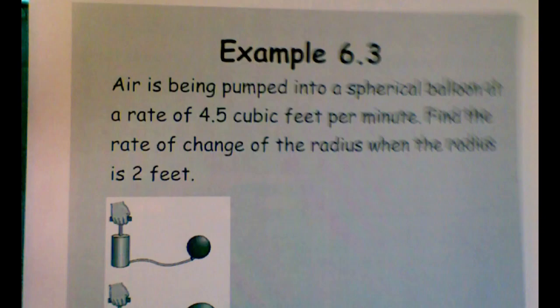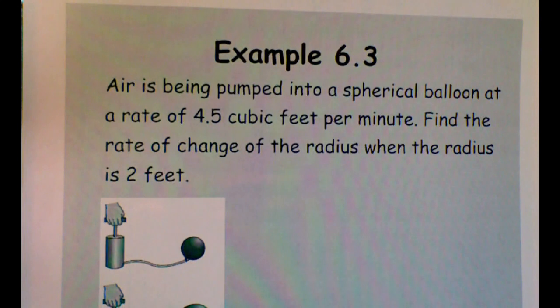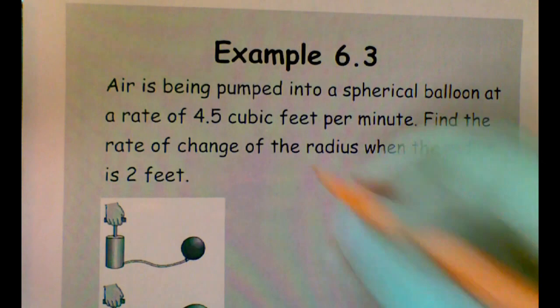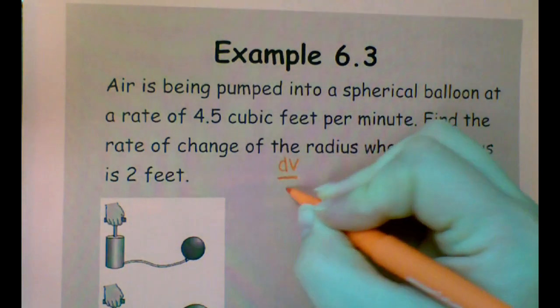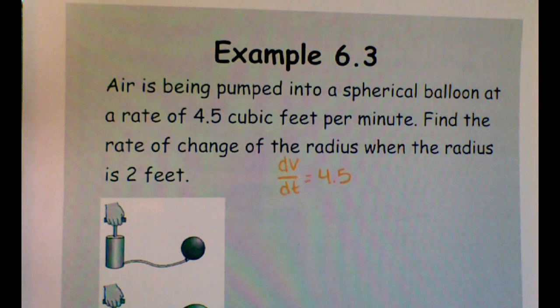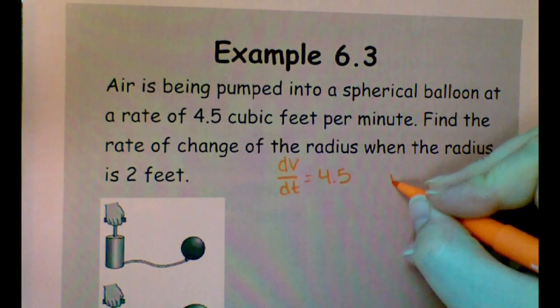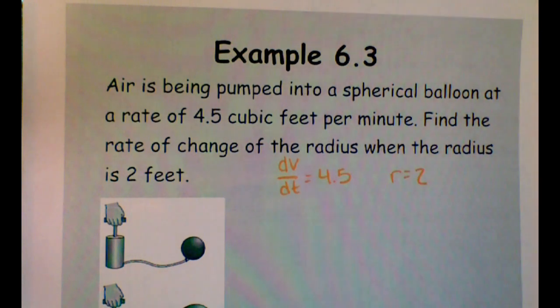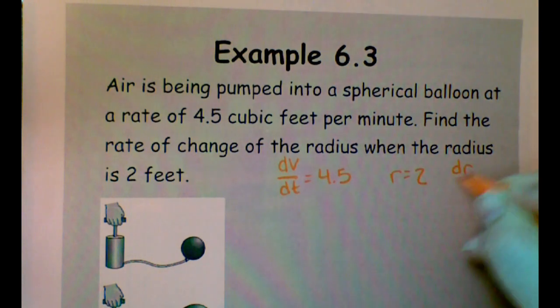Let's dive into our next example. Air is being pumped into a spherical balloon at a rate of 4.5 cubic feet per minute. So air going in, that is a change in volume. So that is dV/dt is 4.5. Find the rate of change of the radius when the radius is 2, so that's r equals 2. We are looking for dr/dt.